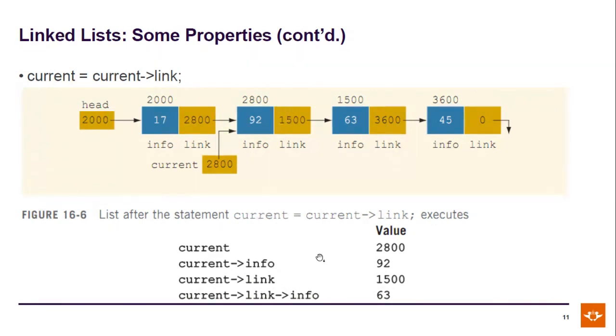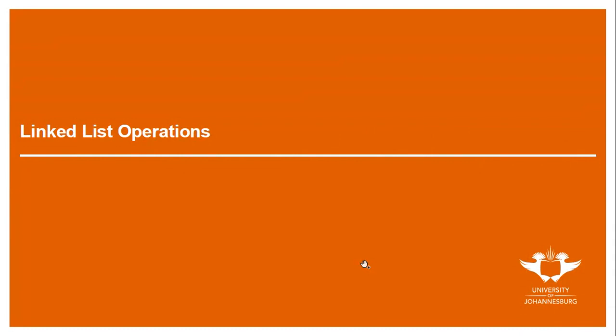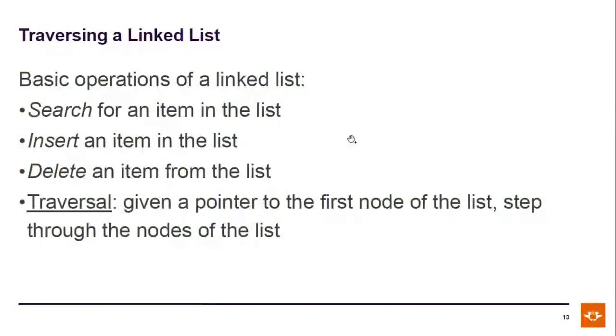Okay, so this is just an example again of what will happen. Let's look at linked list operations. Let me just check for questions. Okay, there's no questions. So, traversing a linked list. These are the basic operations of a linked list. You can search for an item in the list. If you're looking for, let's say, a 5, then you would just traverse the list until you find the item 5. You can insert an item in the list.